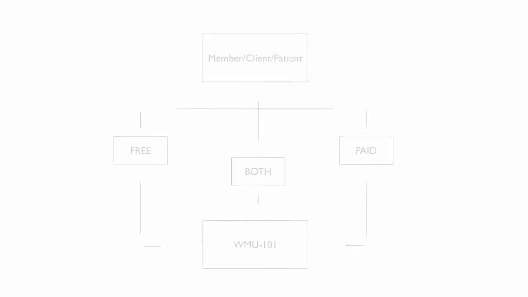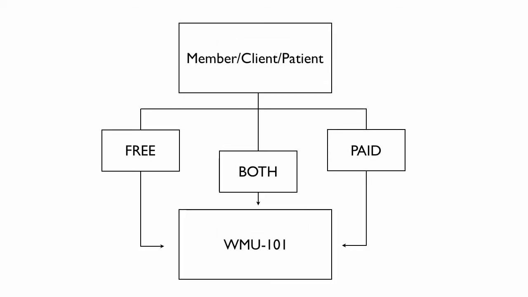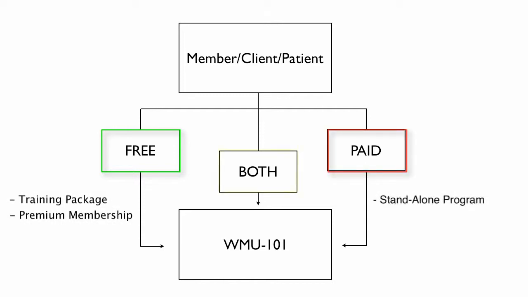The first decision point for your WMU 101 application is whether you plan to offer it for free, charge for a subscription, or maybe a combination of both. For example, you might include it for free as part of a training package or a premium membership. But at the same time, you may want to charge for it as a standalone program.